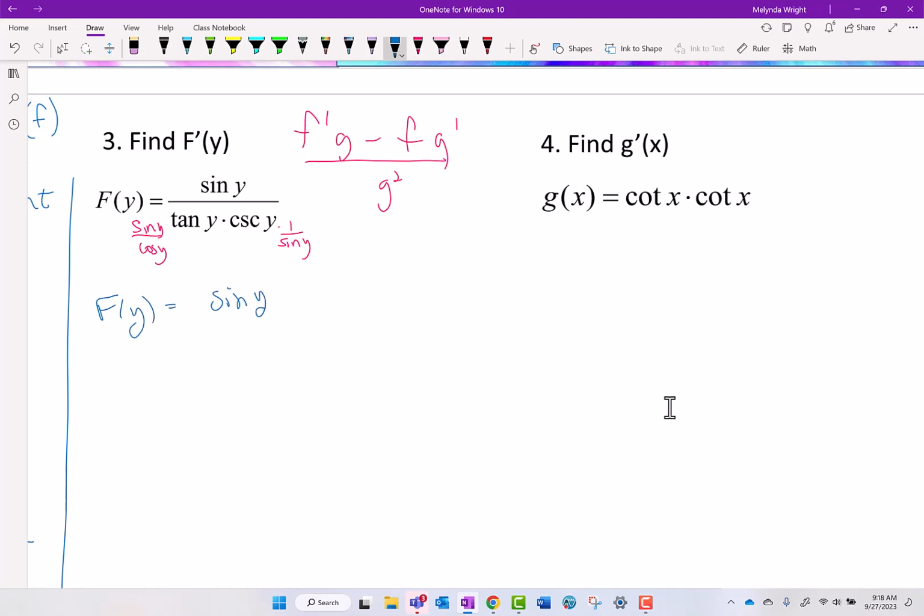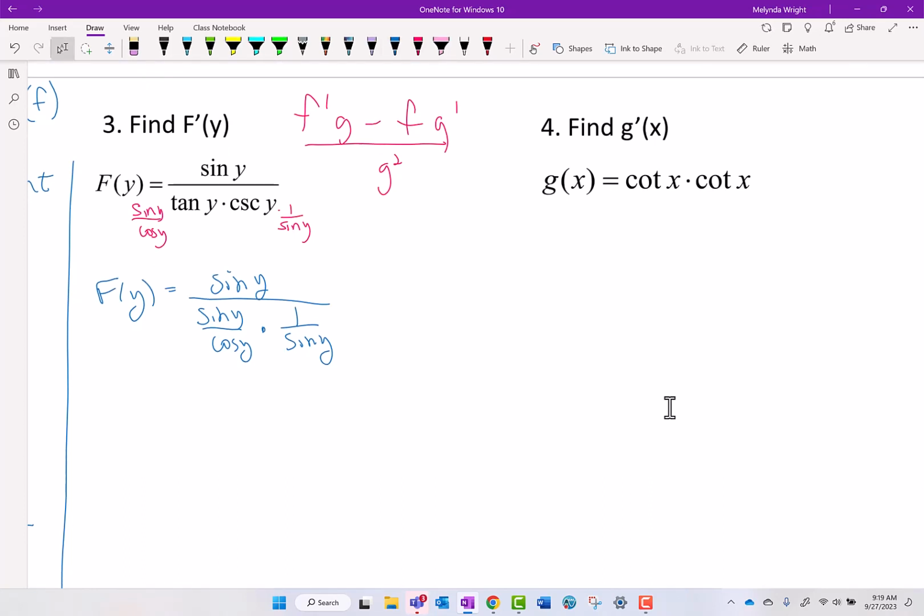Rewriting is definitely your friend with trig. So we're going to turn this into sine y over cosine y times 1 over sine y. I'm just using my quotient, and now you're wondering, oh, that's why she's making us do all that on the formula quiz. Yes, because we use this. We might be able to make our lives so much easier by rewriting.